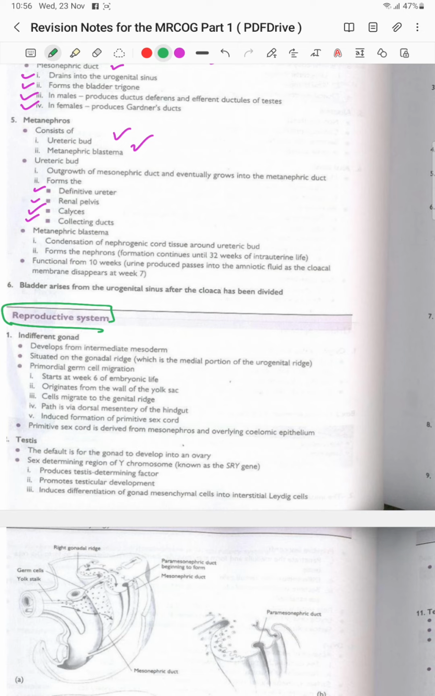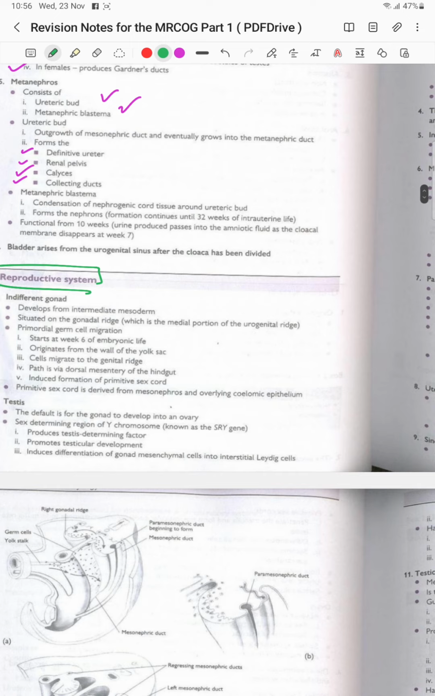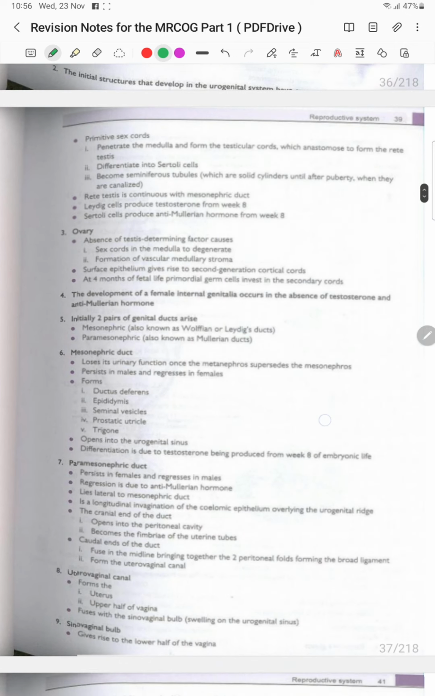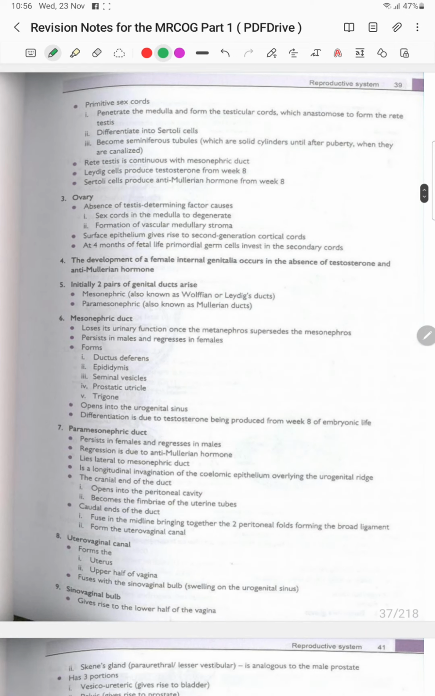It induces the formation of the primitive sex cords, and the primitive sex cords are derived from the mesonephros and overlying coelomic epithelium. Testes: the default is for the gonad to develop into an ovary, and the sex determining region of the Y chromosome, known as the SRY gene, produces the testis determining factor and promotes testicular development. It induces the differentiation of the gonad mesenchymal cells into the interstitial Leydig cells. Primitive sex cords penetrate the medulla and form the testicular cords, which anastomose to form the rete testis.